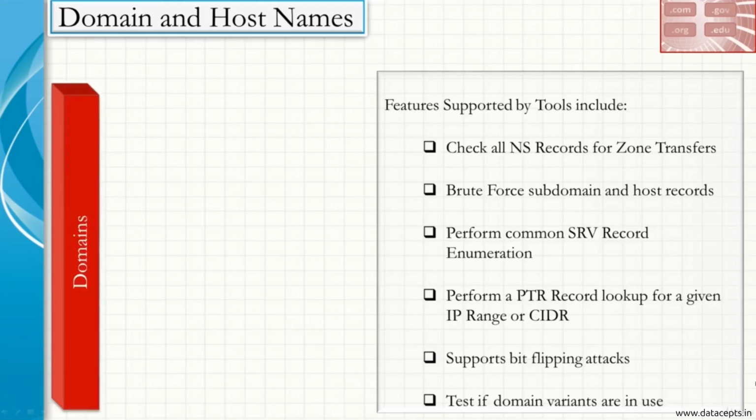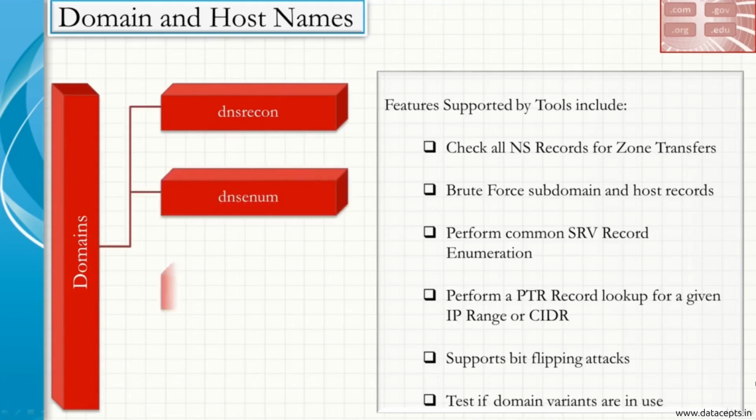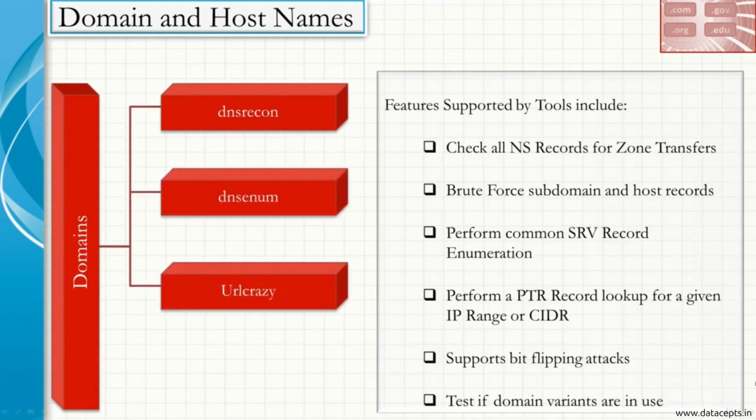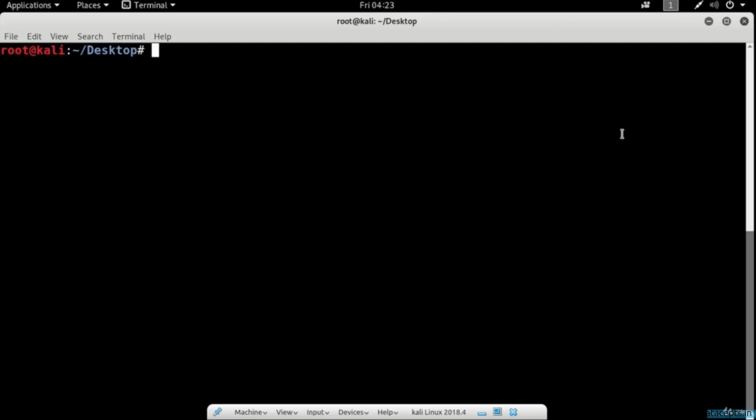The tools that we'll be using for gathering such information include DNSRecon, DNSenum, URLCrazy, and generic DNS tools. Let's have a demonstration of each one of them one by one. Let us try out the DNSRecon tool here.